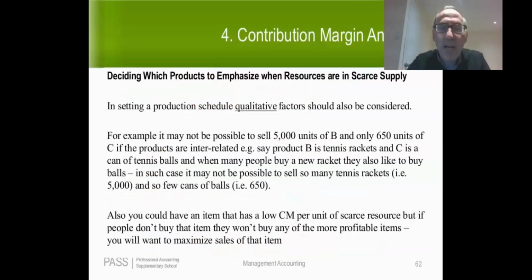For example, it may not be possible to sell 5,000 units of B and only 650 units of C if the products are interrelated. Let's say, for example, product B is tennis rackets. And let's say C is cans of tennis balls. And let's say when many people buy a new racket, they also want to buy balls. In that situation, it might not be possible to sell 5,000 tennis rackets but then only sell 650 cans of balls. So sometimes there could be qualitative factors that prevent you from selling things in their most ideal situation.